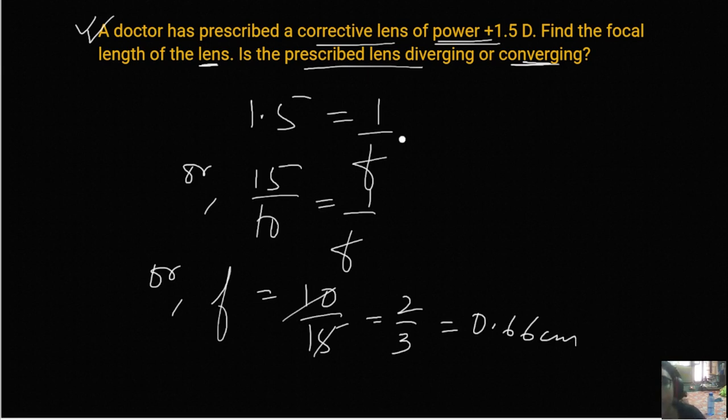Okay, so here it is plus 1.5 D. So we know that when focal length is positive, it is a convex lens. So the corrective lens here is a convex lens, right?